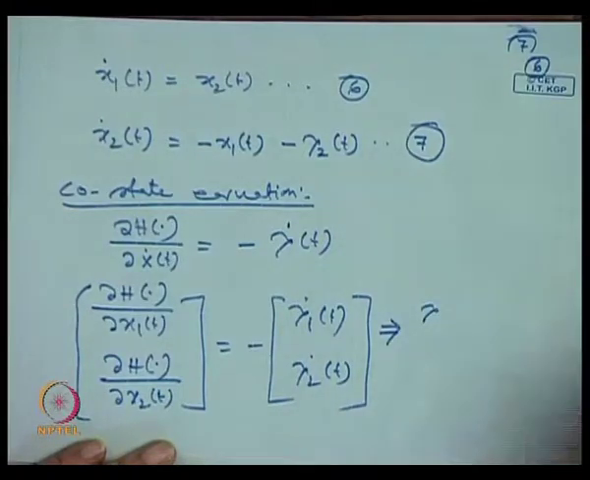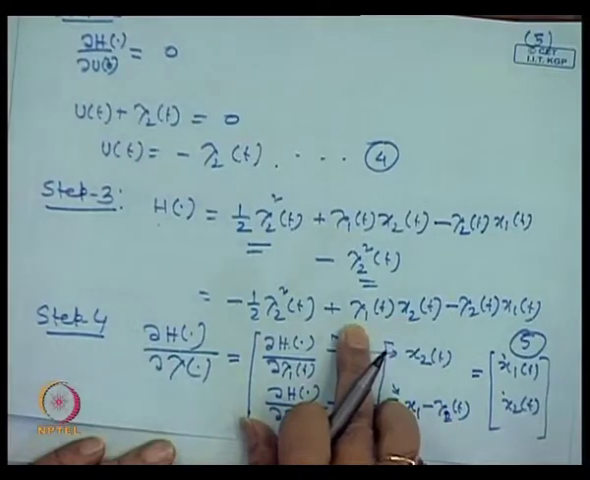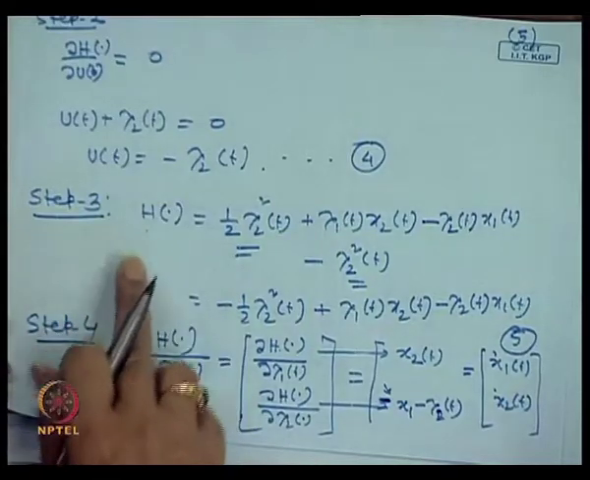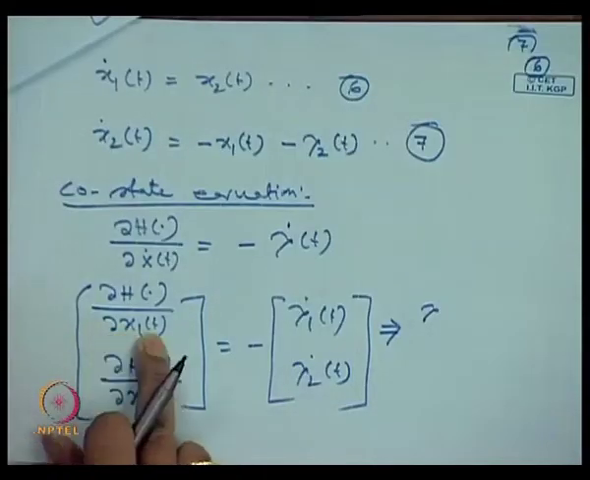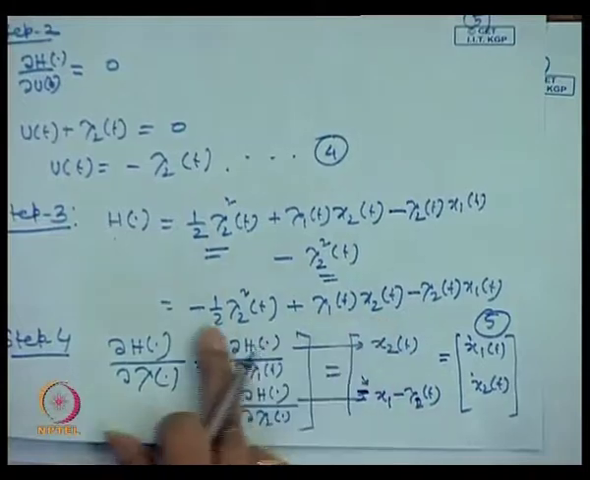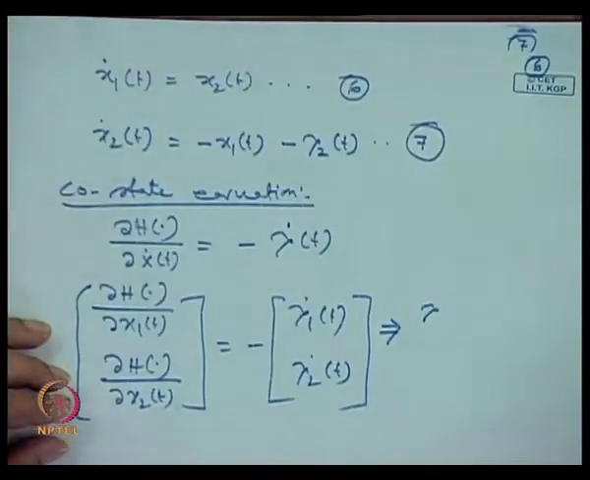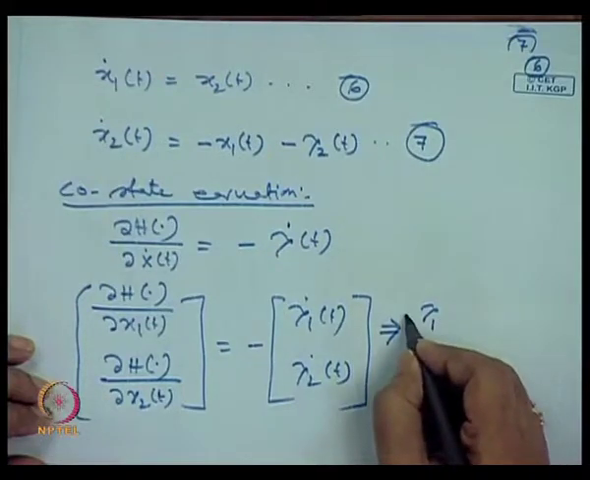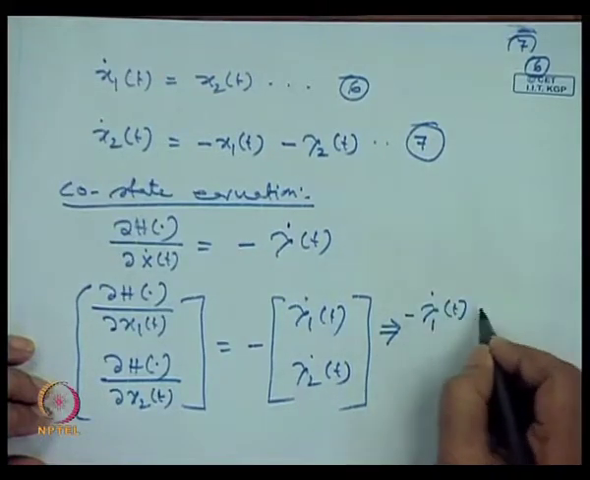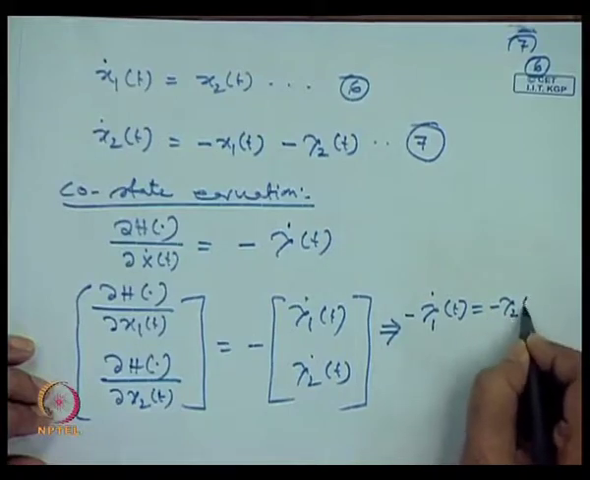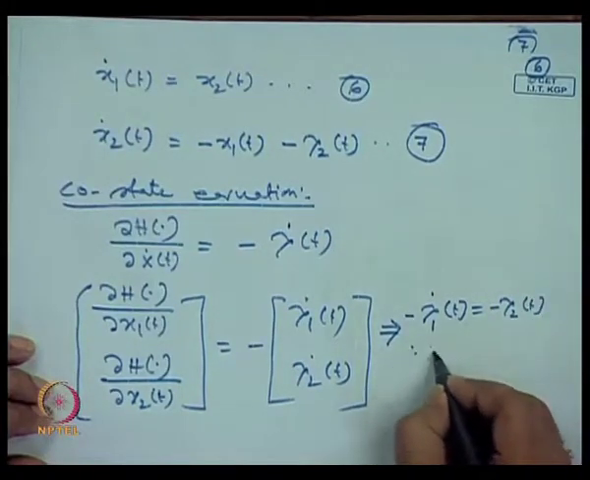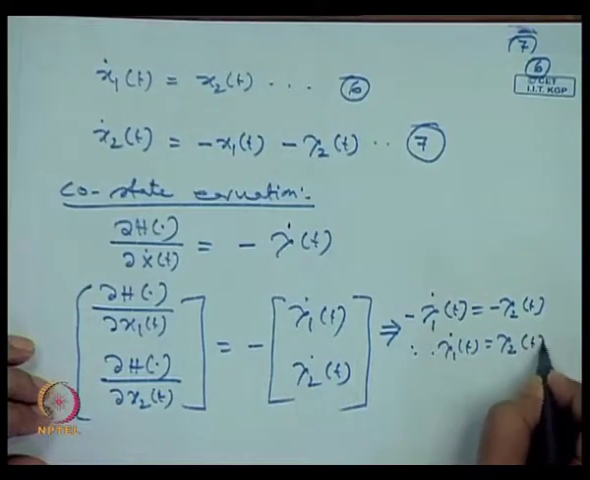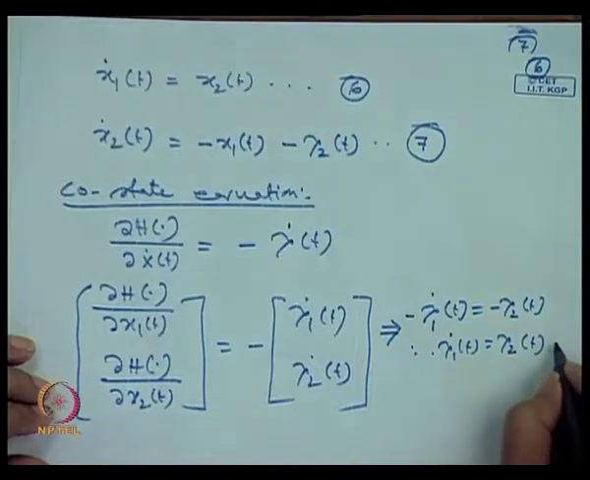Lambda2, because you differentiate with respect to x1. If you differentiate del H del x1, it will be lambda2. So, you can write minus lambda1 dot is equal to minus lambda2 of t. Therefore, lambda1 dot of t is equal to lambda2 of t. Let us call this equation 8.